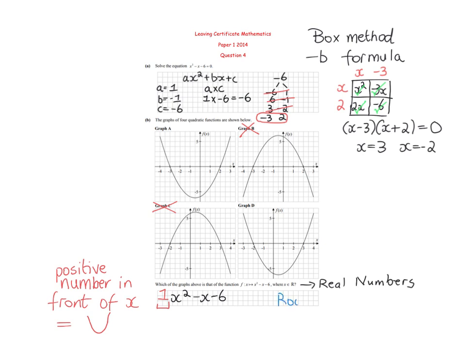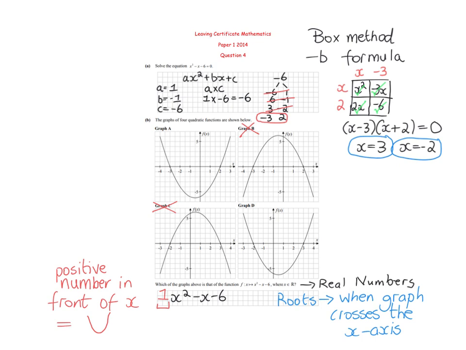The next thing we need to look at is the roots. And the roots, if you can remember, is where the function crosses the x-axis. And in this example, we've already found out from the first part that it crosses at x is equal to 3 and x is equal to minus 2. So we need to pick from graphs A and D which one crosses at minus 2 and 3. If you look here, you can see that graph D crosses at minus 2 and crosses at 3. So the answer here is going to be D.